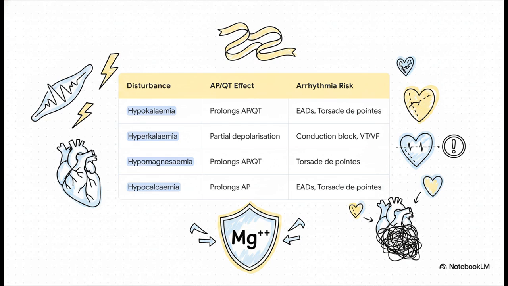This inactivates a portion of the fast sodium channels, which dramatically slows conduction velocity, a key ingredient for reentry, and can lead to conduction blocks, VT, or even VF. This is precisely why we are so vigilant about electrolytes. Correcting them is a primary antiarrhythmic intervention in itself.